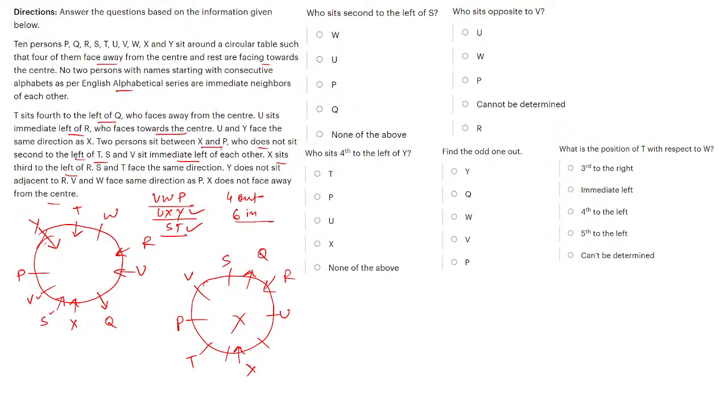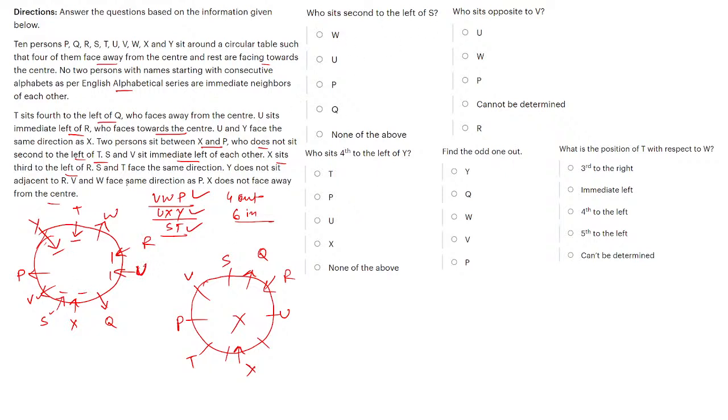Now, S and V immediate left to each other. So S left V, V is left. So V is facing outside. V, W, P is same direction. So W is also out. P is also out. So we are done with all the direction here as well. So U, T, S, X, Y, R, these six are facing inside. Now moving to solve the questions here.